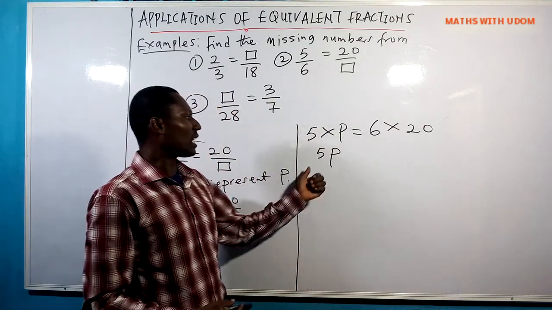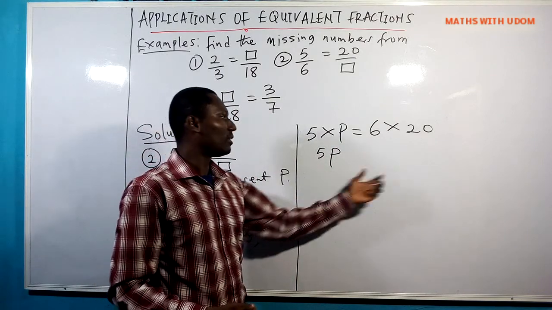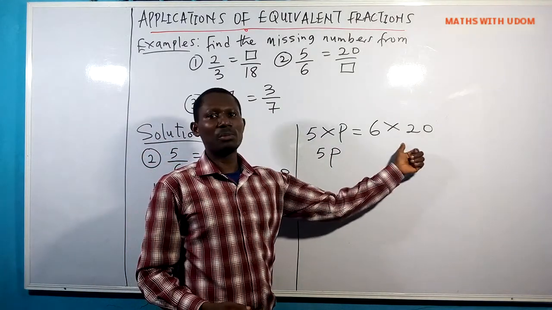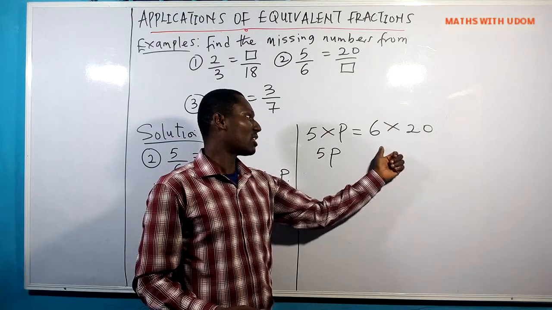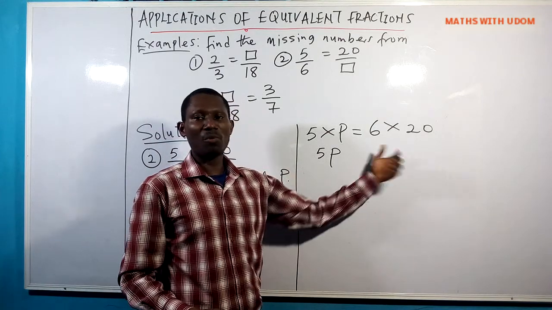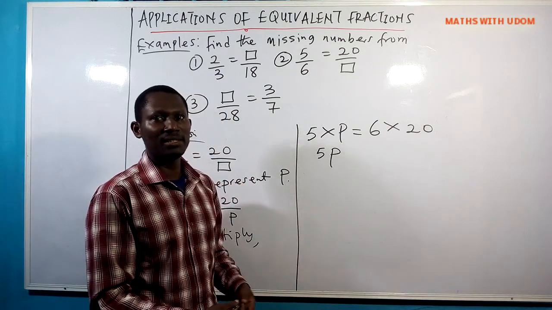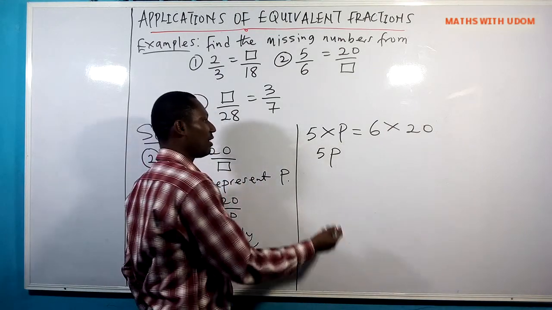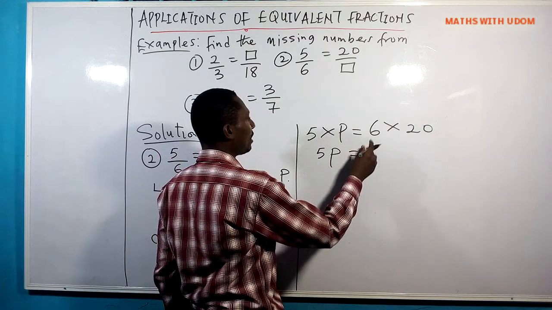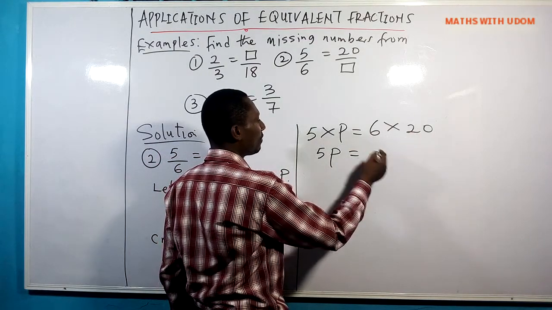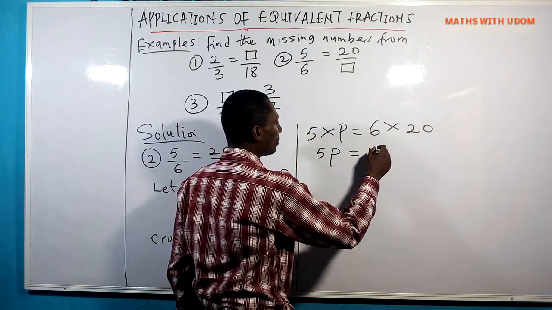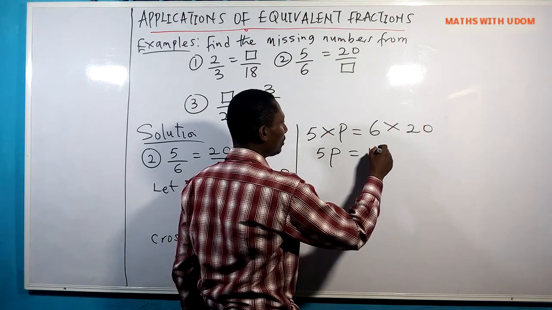Okay, so you can divide both sides by 5 if you don't want the numbers here to be too large. Of course, 6 times 20 will give us what? 120. But I don't like making numbers too big. Nonetheless, let's have it. 6 times 20 will give us what? 120.